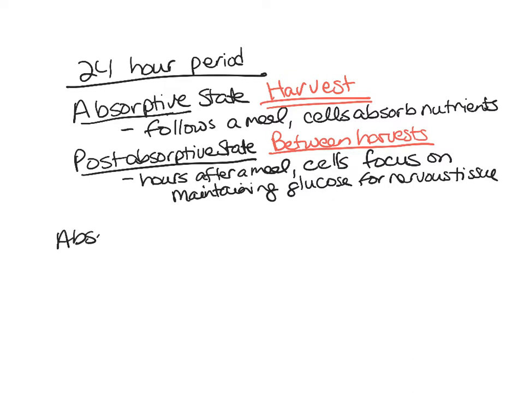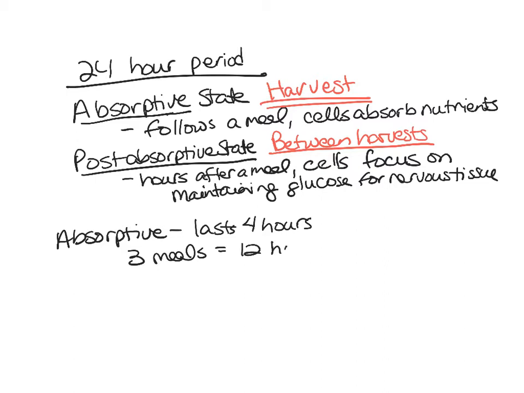So in the absorptive state, this is going to last about 4 hours. If you have 3 meals a day, that means that you are in this absorptive state 12 hours a day, right? In this state, insulin is going to be the primary hormone, because what insulin does is it binds to your cells and it allows your cells to absorb the nutrients. It allows your cells to absorb the glucose and the lipids and the amino acids.